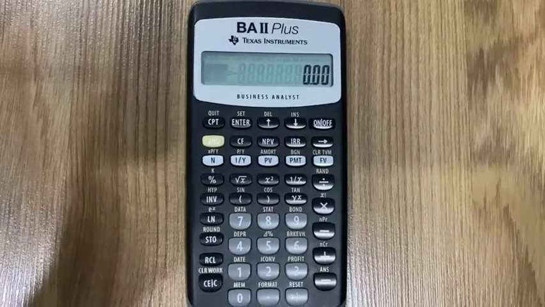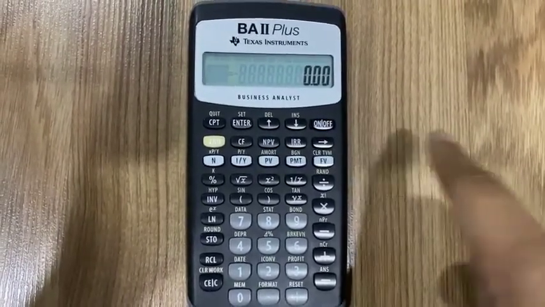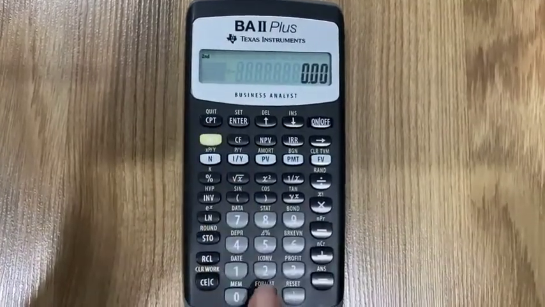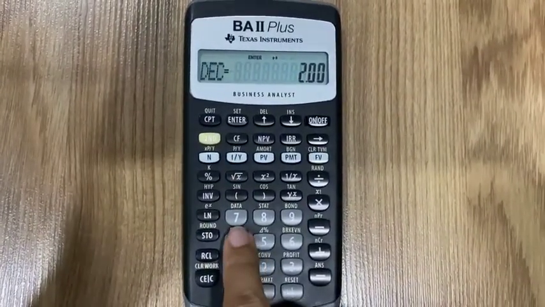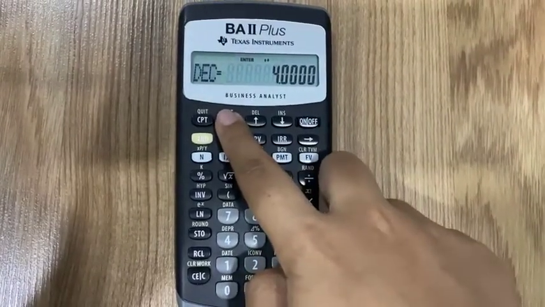The second tip is, this is 2 decimal points and we want to change it to 4 decimal points. So we can just click second, dot, 4, and then click enter. Simple, right?